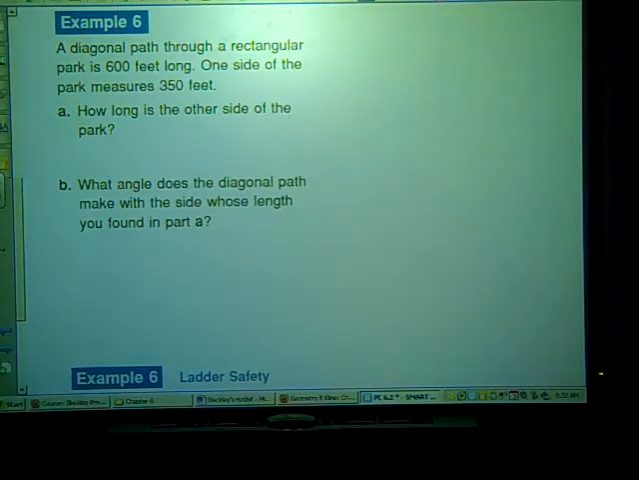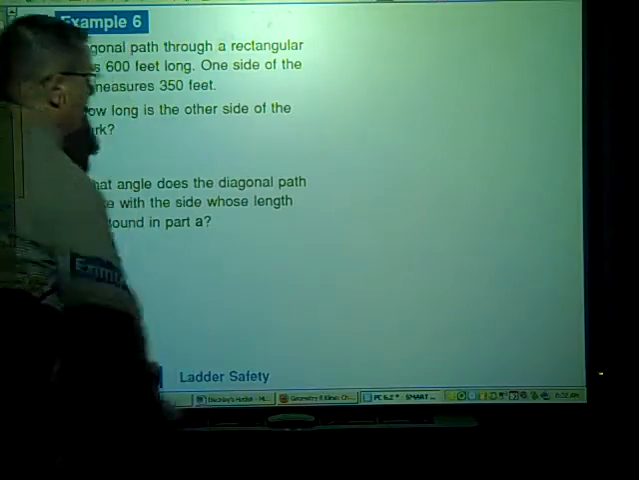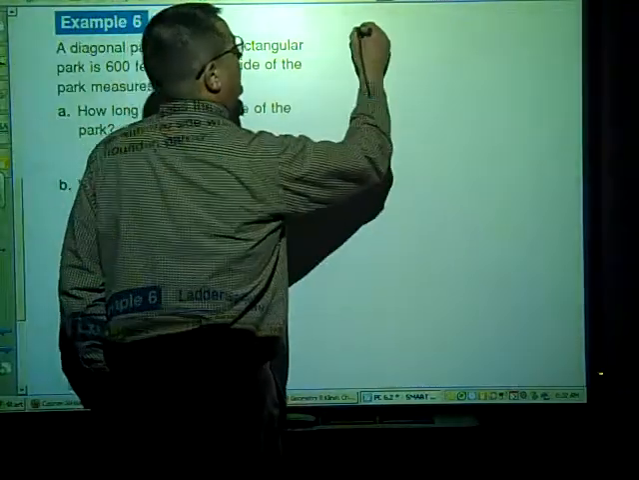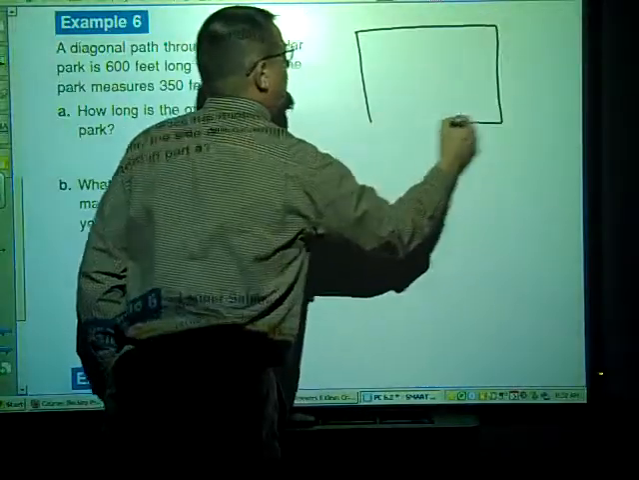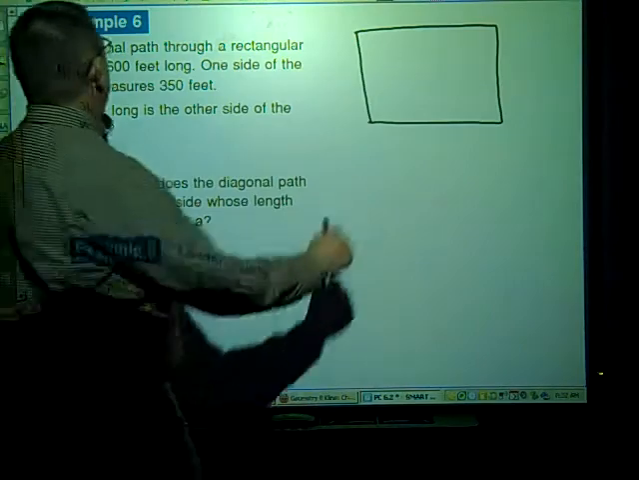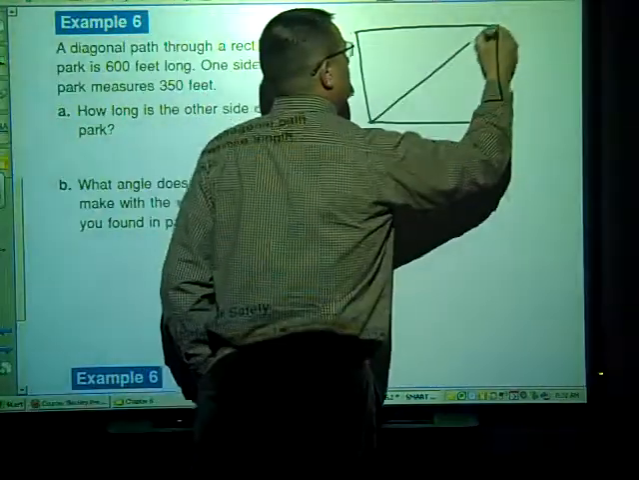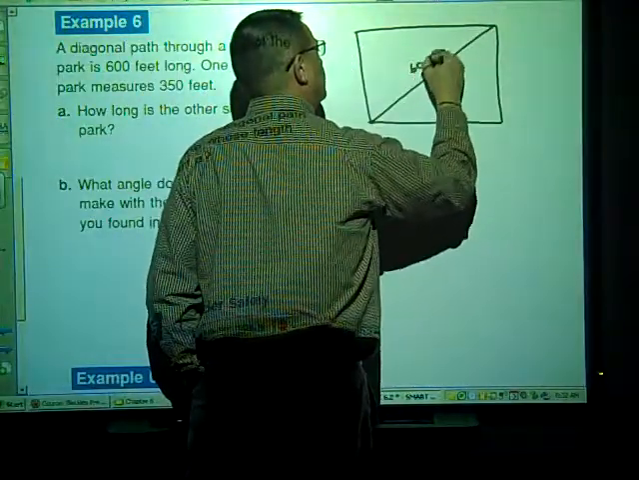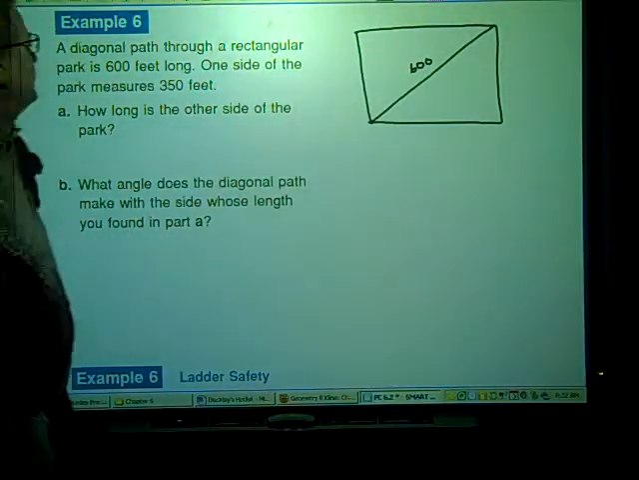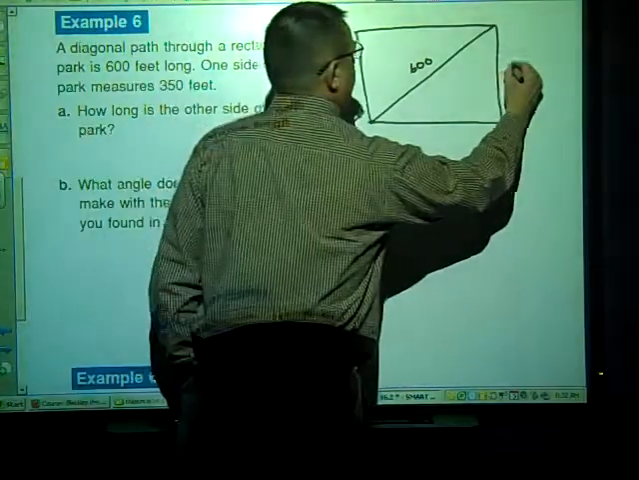A diagonal path through a rectangular park is 600 feet long. One side of the park measures 350 feet. How long is the other side of the park? So to do this problem, we're going to need a picture. So we have a rectangular park. And the diagonal path through this park is 600 feet long. One side of the park measures 350 feet.